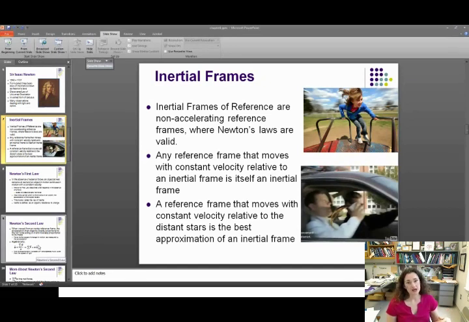If you want to get really picky about it, then the Earth isn't really an inertial frame, because we're in an orbit about the sun, and so we're moving in a circle, so we're constantly changing direction. So we're not truly an inertial frame, but we're a good enough approximation that you can use the Earth as an inertial frame for your problems in this chapter.